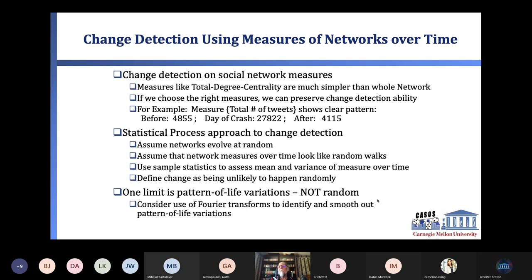I'll propose one for this example that's really simple. Count the number of tweets. Okay, that's a measure that came in a time window. If I look at the day before the crash, about 4,800 and some. The day of the crash, 27,800 and some tweets. The day after the crash, 4,115 tweets. Okay. I could say it doesn't take a brilliant algorithm to look at those three numbers and go, something weird happened on the day of the crash. It seems to be dramatically different in terms of total traffic.